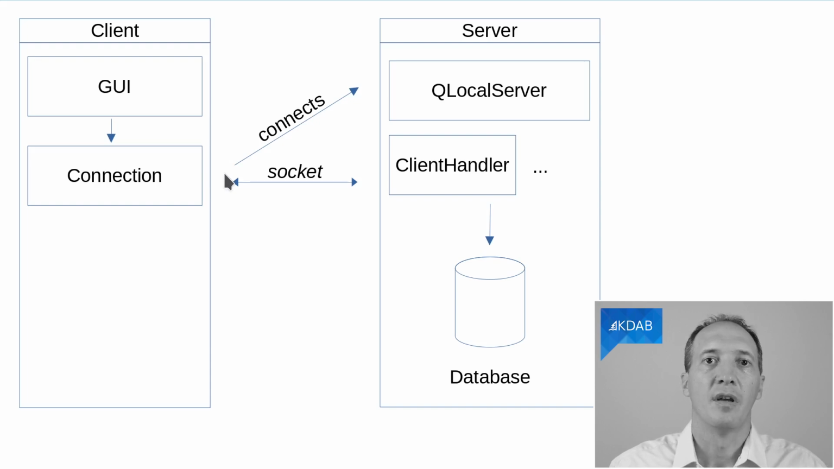On the server side, we will have to create something called a QLocalServer, and it is the one that will receive the connection request. And then when it does that, because a new client is connecting, it will create an instance of a class, which I called client handler, which will deal with the socket to communicate with that client. And the benefit of that design is that if another client tries to connect to the server, we'll simply create another instance of client handler, and we can have as many of those as we want.